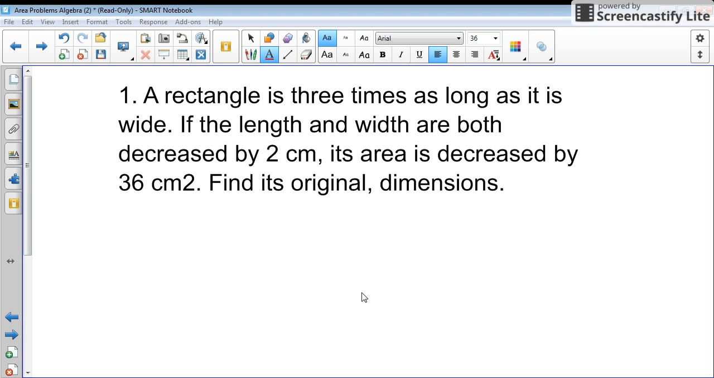Hey ladies and gentlemen, today I'm going to try to help you out here with problem number 1 on the homework. Again, this is a chart problem. On all of these problems, you had to draw pictures. So let's start there. Picture's not too bad.